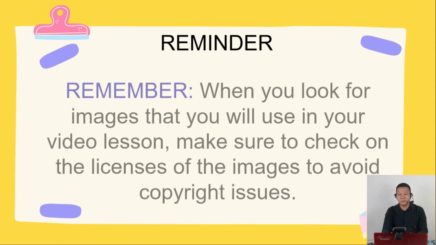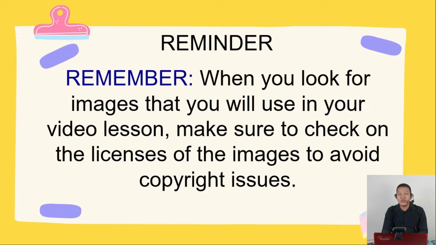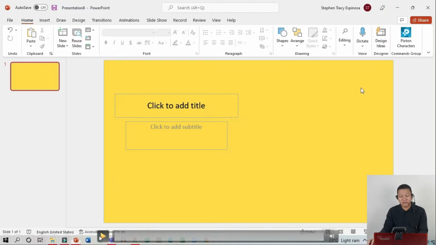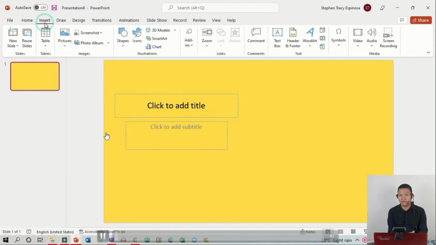Reminder everybody, when you look for images that you will use in your video lesson, make sure to check on the licenses. Make sure they are free of use. They can be used in public because there are certain images that are restricted by their licenses. Now, in order to avoid copyright issues, there are simple ways. What are the simple ways? One among which is the use of the available resources in Microsoft PowerPoint.